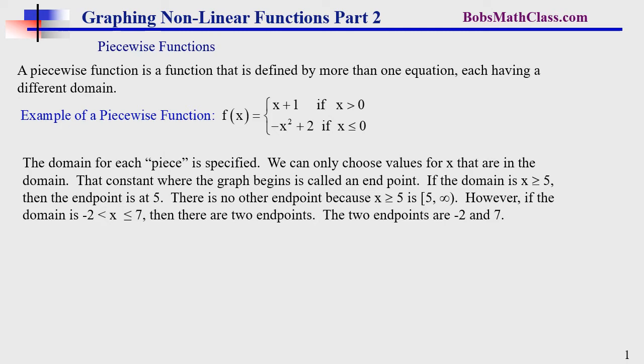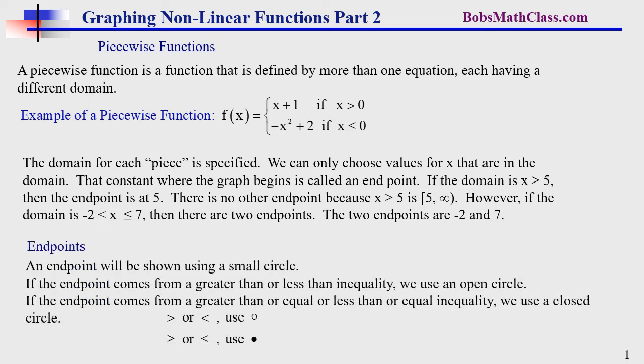However, if our domain has an x in the middle, such as this, negative 2 less than x less than or equal to 7, this one has two endpoints, because x is only between negative 2 and 7. So therefore two endpoints. This one does not go on forever to the right or the left.